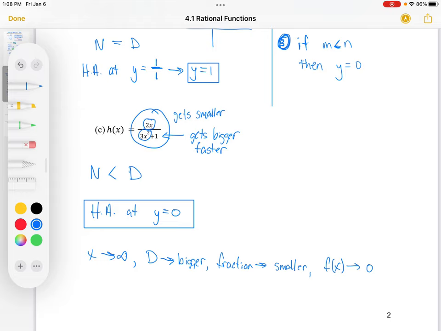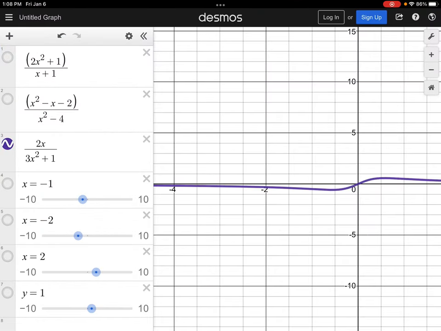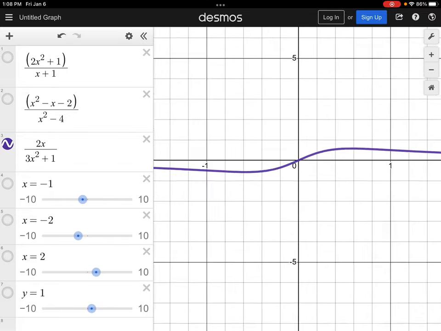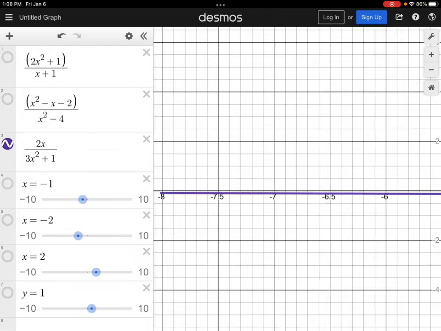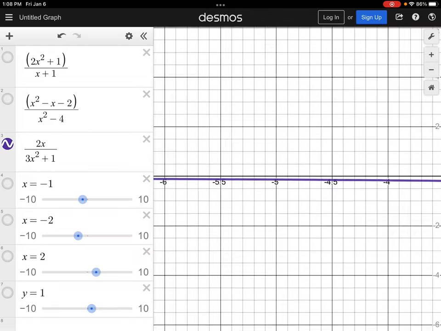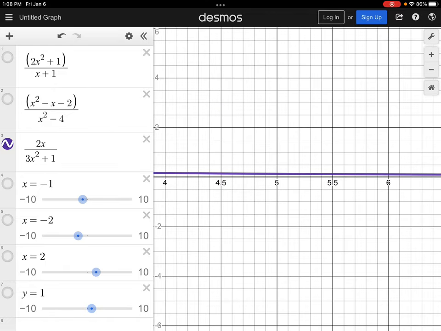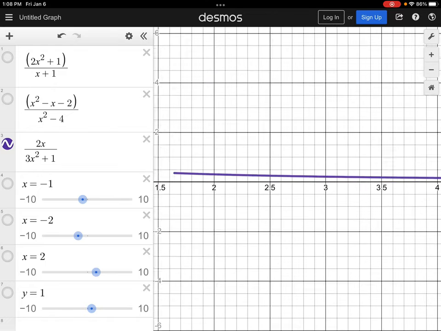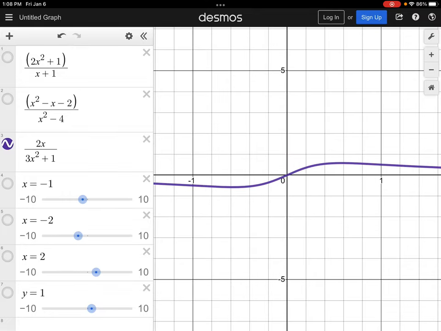And we can see this in Desmos. Here we have this purple function. Notice if we look way to the left, the graph gets closer and closer to the x-axis, which is where y equals 0. And if we go to the right, the graph gets closer and closer to the x-axis. So that is our horizontal asymptote.